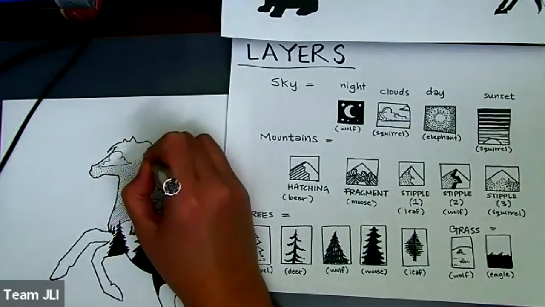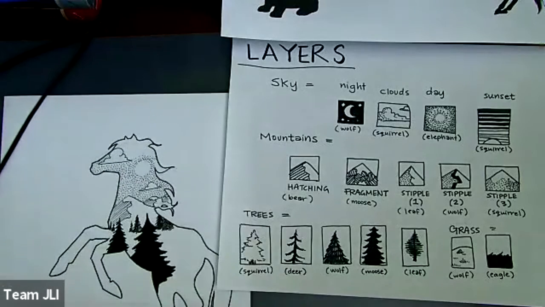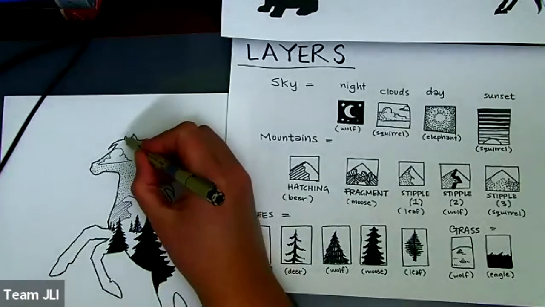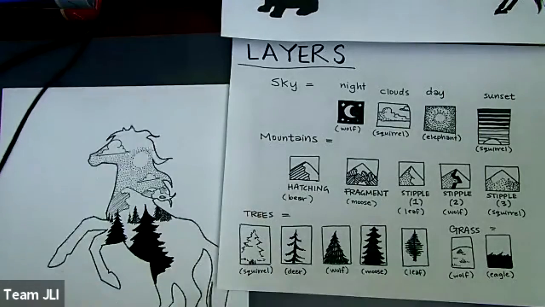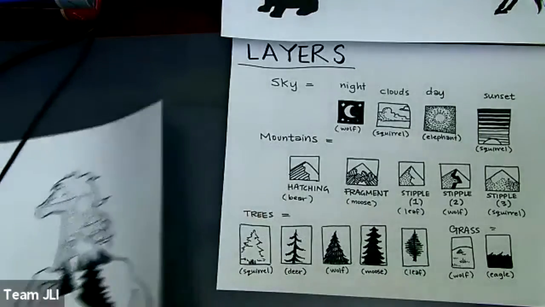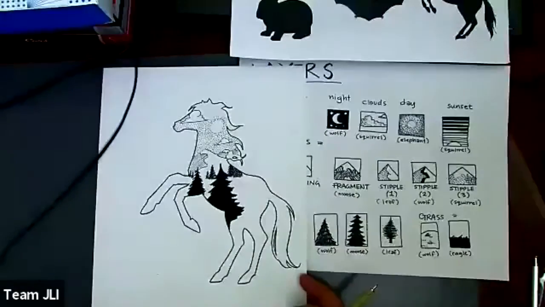Are those ears on the horse or just mane? All mane. These two little ones are ears. Two little ones on the top there. Okay. Zoom in a little here.